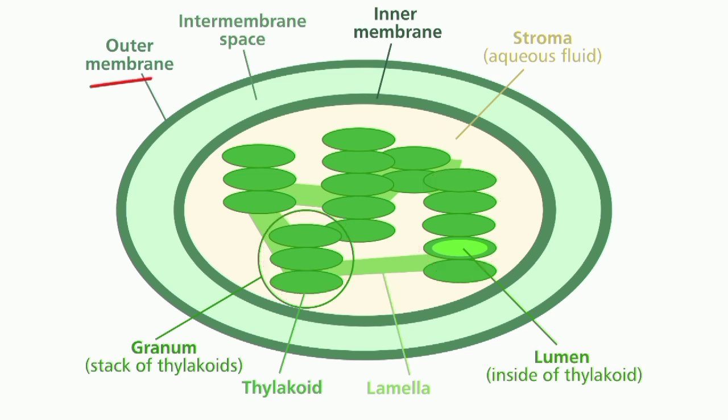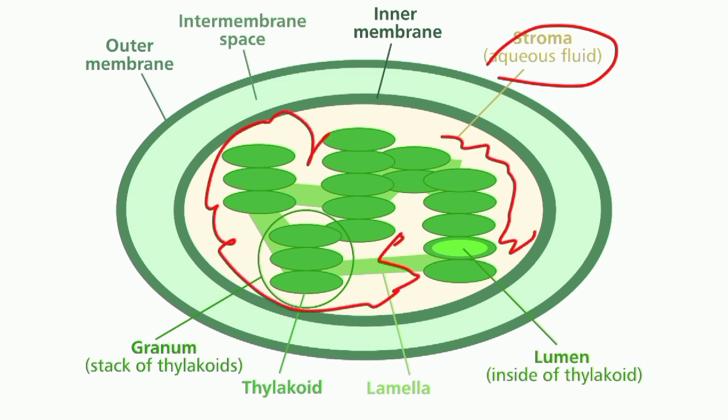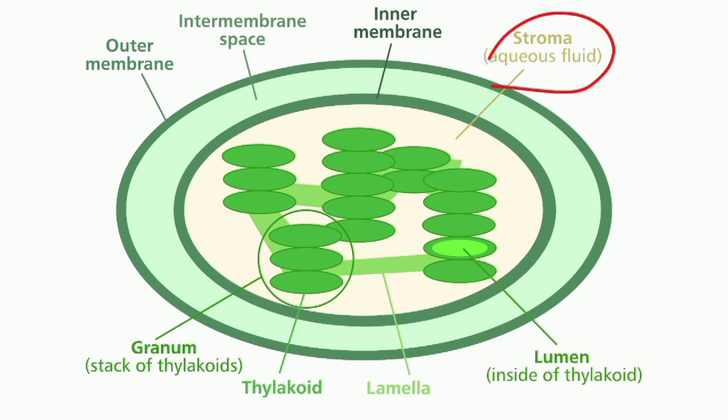This space between the outer and inner membrane is the intermembrane space. And now stroma. Stroma is the aqueous fluid. This empty space you see here is filled with fluid, and that fluid is known as the stroma. And what is lumen? The inside of the thylakoid is known as the lumen. This is the thylakoid, and the inside part of it is known as the lumen.